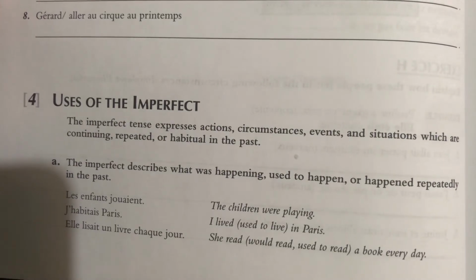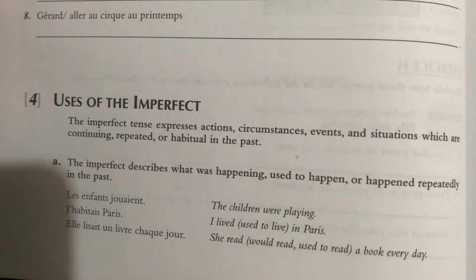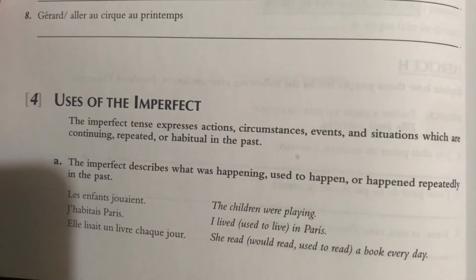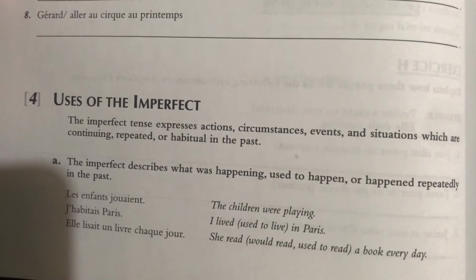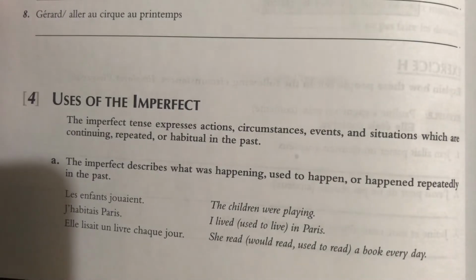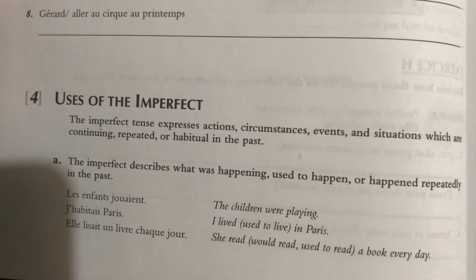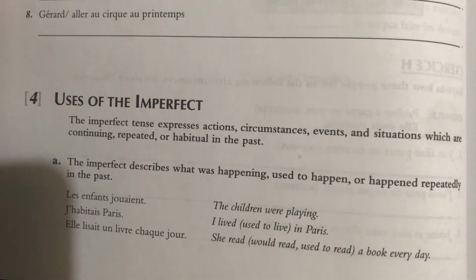Example, les enfants jouaient. The children were playing. So that was happening at a certain amount of time in the past. J'habitais Paris, or j'habitais à Paris. I lived, in other words, I used to live in Paris. Elle lisait un livre chaque jour. She read, she would read, she used to read a book every day.